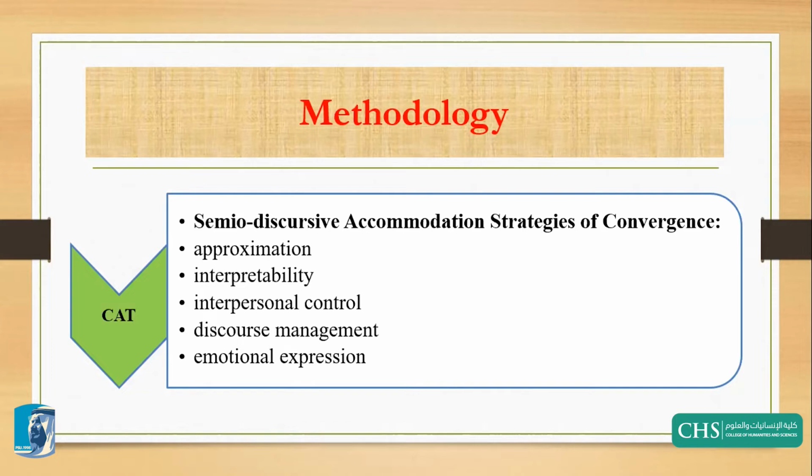So basically, CAT or communication accommodation theory is about 5 main strategies that speakers employ to converge, to show how cooperative they are in discourse. And these are approximation, interpretability, interpersonal control, discourse management, and emotional expression. It would take us a long while to explain each of them, but briefly, all of them relate to how cooperative you are in communicating the content, the scientific content you are planning to do through your TED Talk.